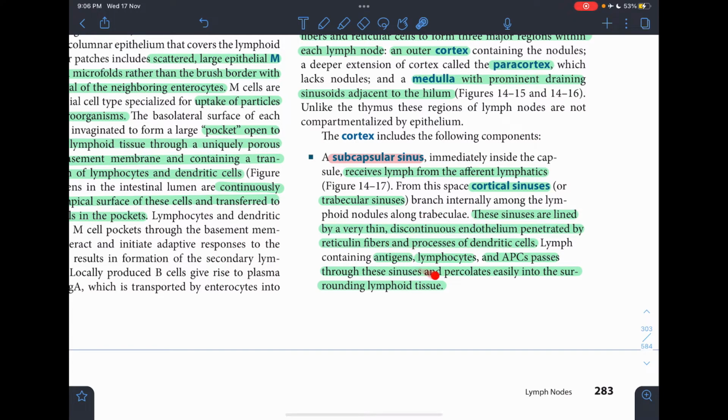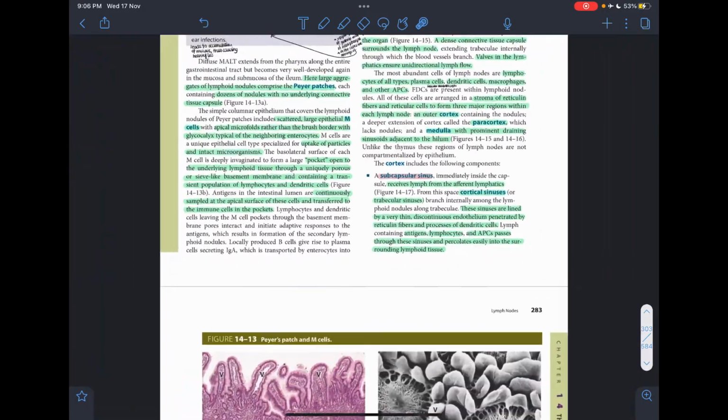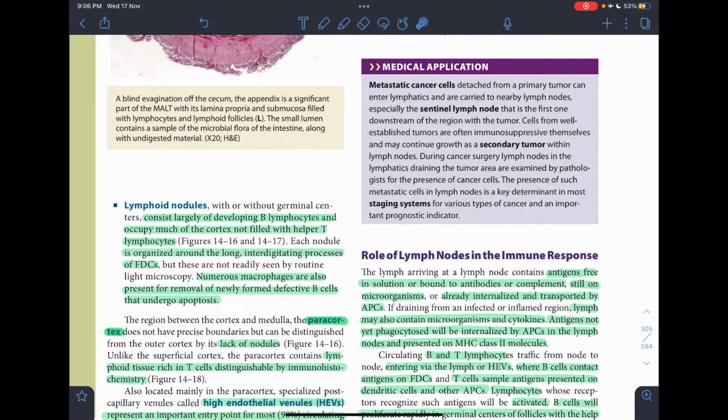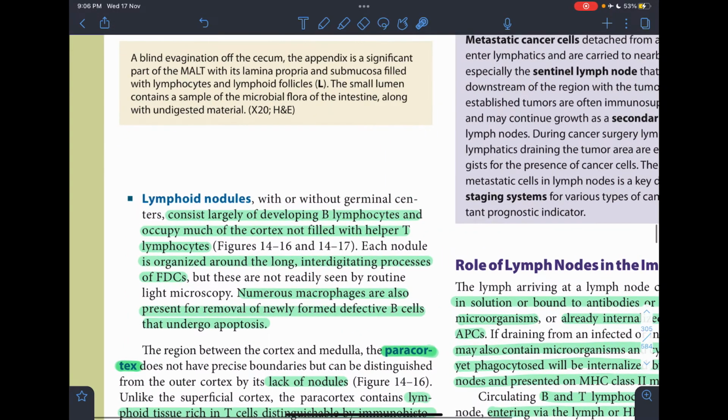That means there are holes, fenestrations, in the endothelium, penetrated by reticulin fibers and processes of dendritic cells. Lymph containing antigens, lymphocytes, and APCs passes through these sinuses and percolates easily into the surrounding lymphoid tissue. Okay? So the second structure present in the cortex is the lymphoid nodules with or without germinal centers. That means some have germinal centers and some don't.